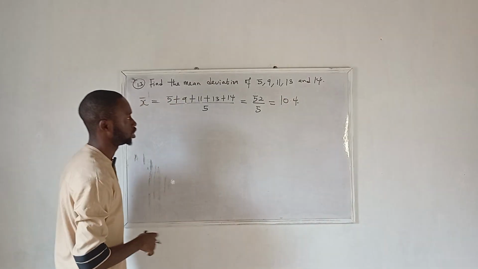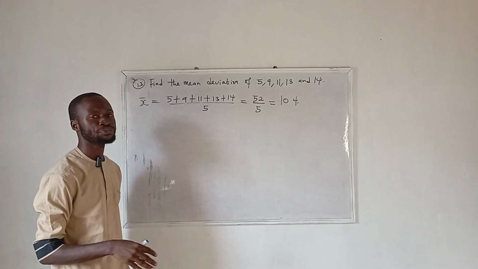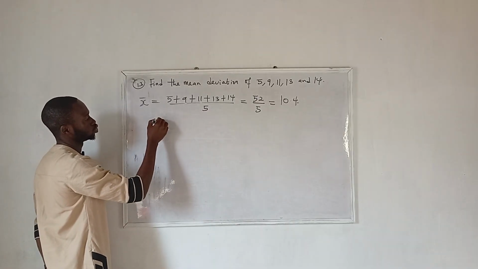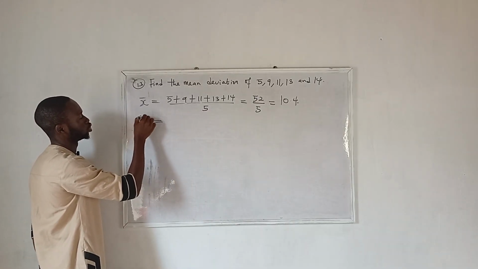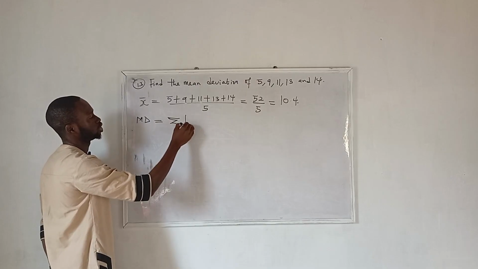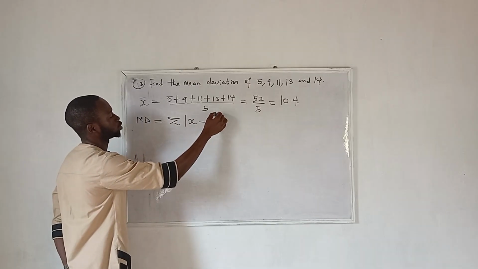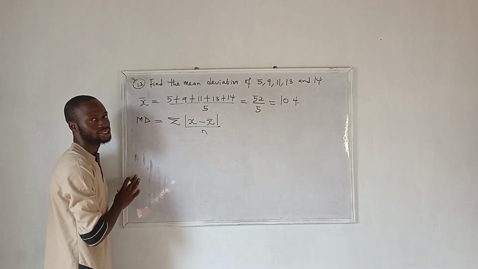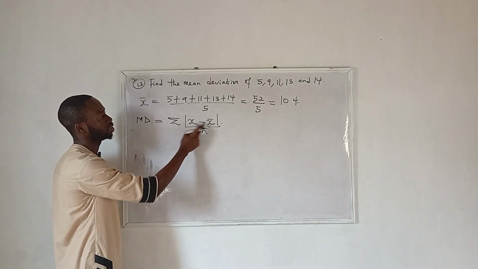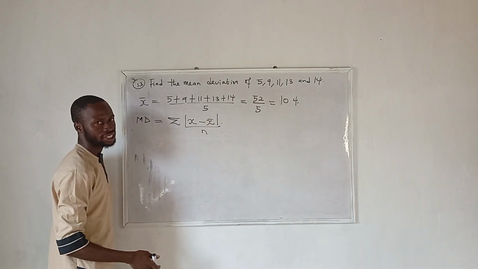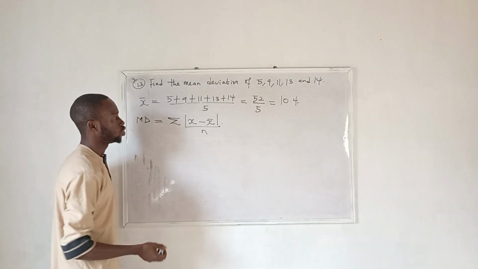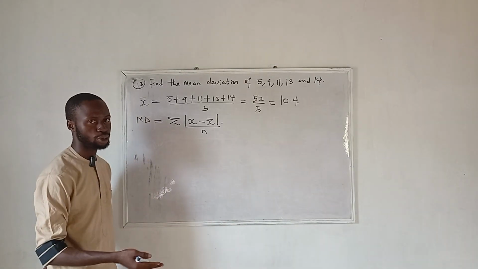So since we know the mean already, then we need to know the formula for mean deviation. It's very simple. We have this formula. Mean deviation will give us summation of absolute x minus x bar, all over n. That is, you deduct the mean from each of the values of x, then you introduce absolute value, sum everything together, divided by the total number of variables that you have.